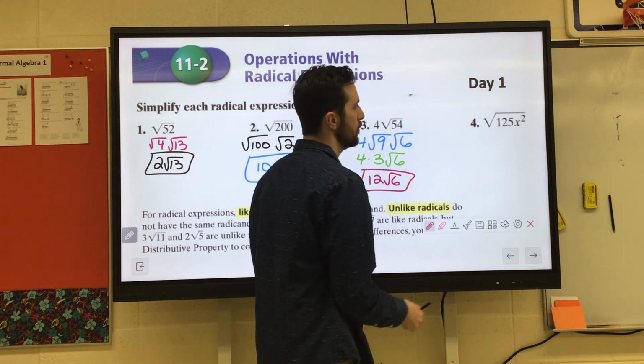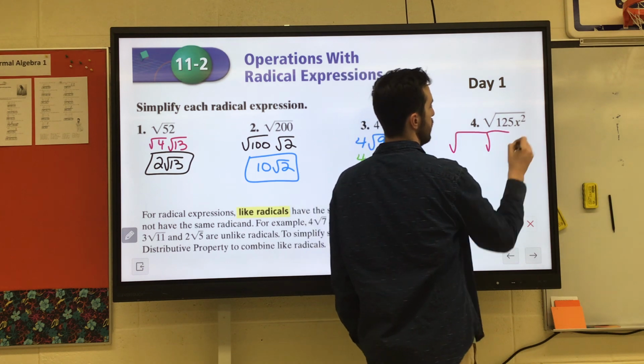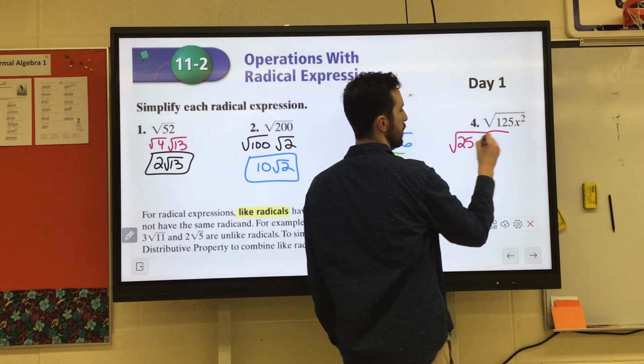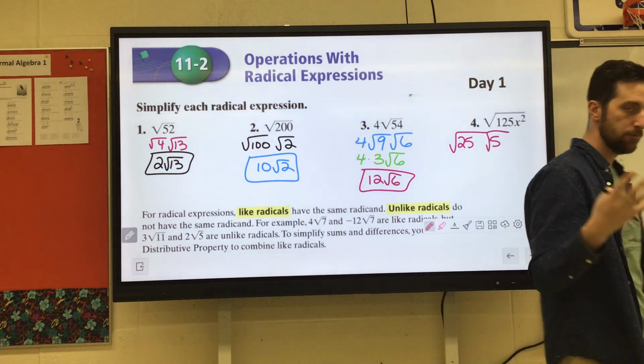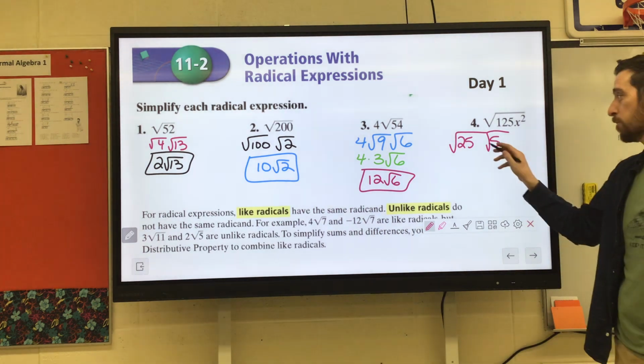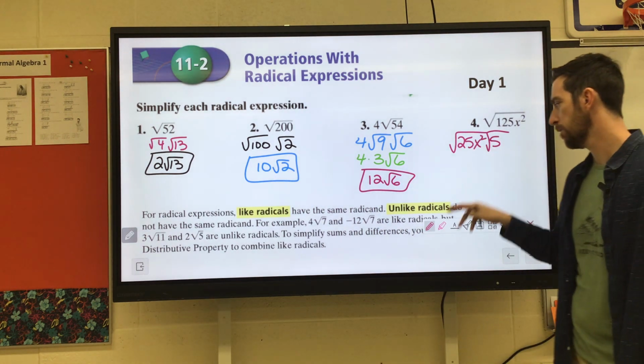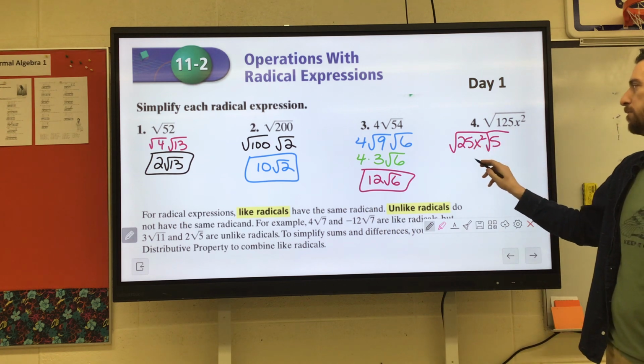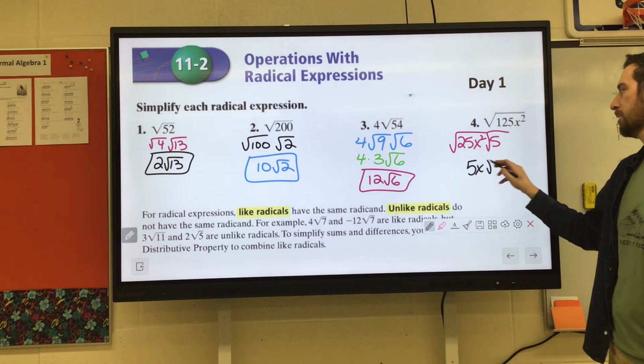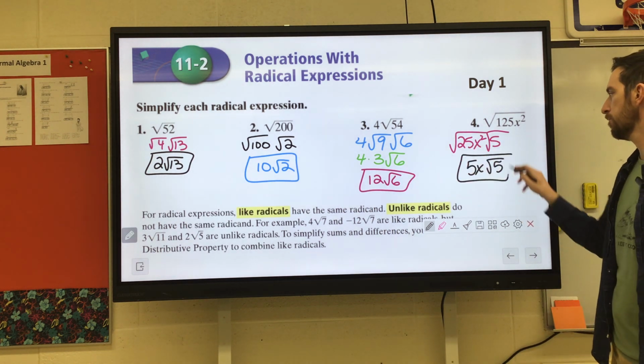And last one, 125x squared. Now, if I'm just looking at 125, I know that's 25 times 5. And with variables, the even exponents are perfect. So we'll put x squared all over there. Square root of 25x squared is 5x. And then you got your leftover root 5.